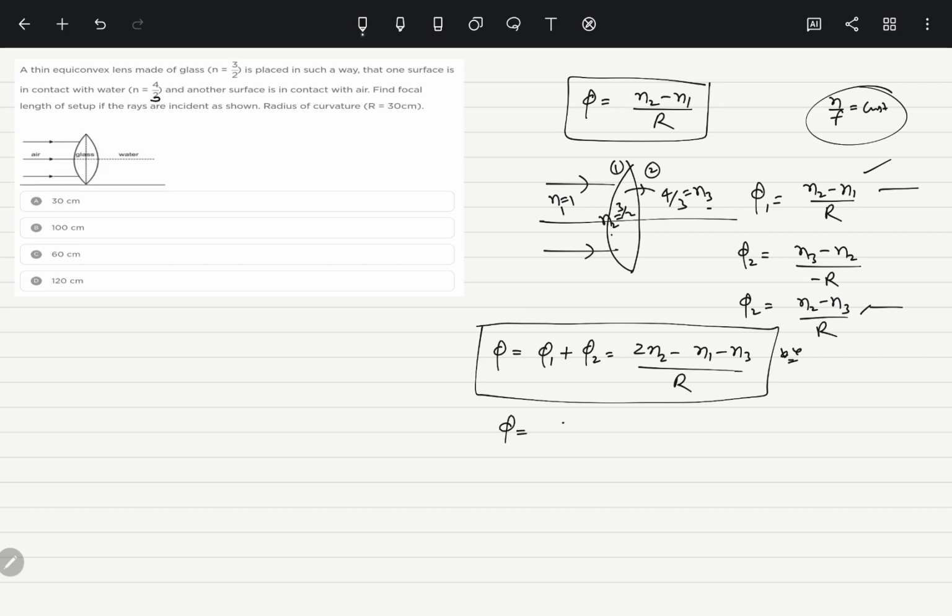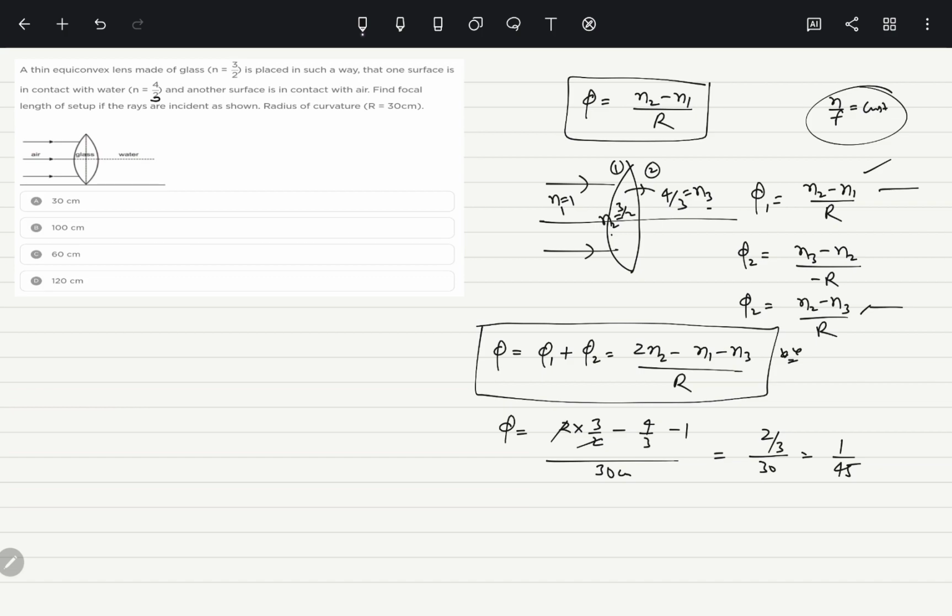So phi value is equal to 2 into, what is n2 here? The refractive index of the glass, 3 by 2, minus 4 by 3 minus 1, divided by r. R is equal to 30 centimeter. Now if we solve this one, 3 minus 2 minus 4 by 3, we are getting numerator 2 by 3 and so we are getting here 1 by 45. Clear? Now the phi value is 1 by 45.